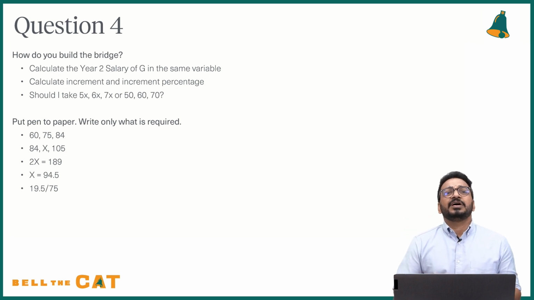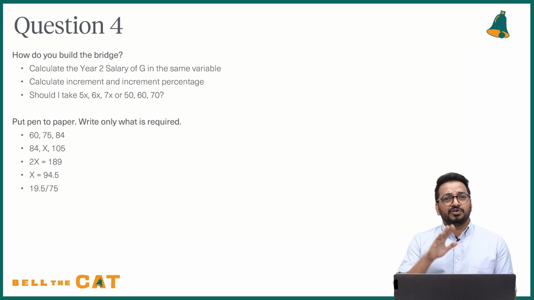19.5 by 75. How do I do the calculation? There is the calculator. You want to use the calculator? Use the calculator. But I would want to do it using this method. From the options, I know the options are 23, 25, 26 and 28. So I need to start from 20 and then go up. 75 is the denominator. What percentage of 75 is 19.5?